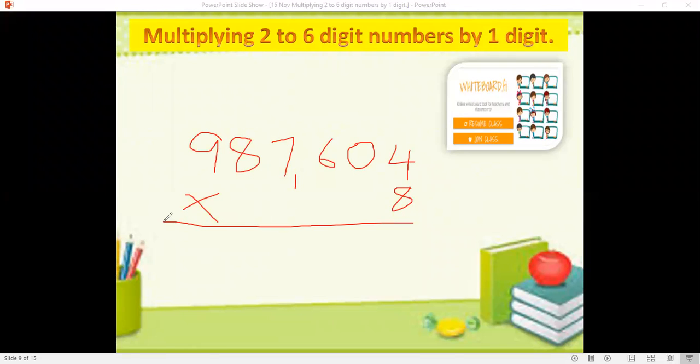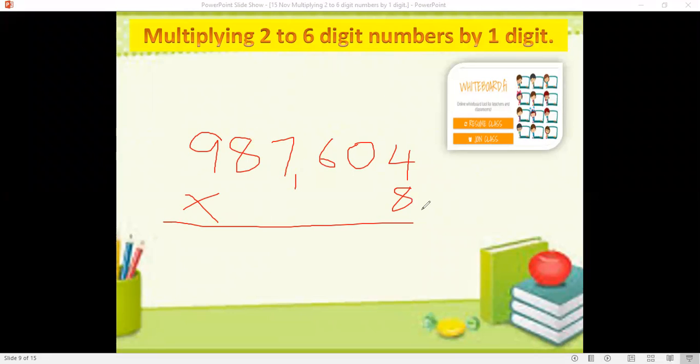Okay, can you do it first? Then check your answer after. Pause your video and you can multiply it first. Okay, can you check your answer now? Let's work together and check if you have multiplied it correctly.